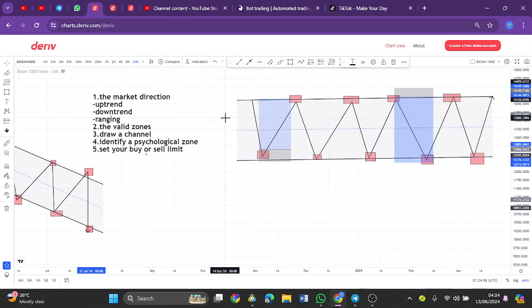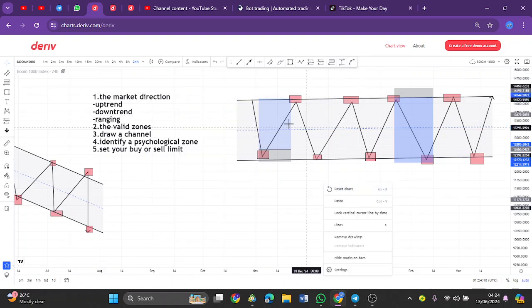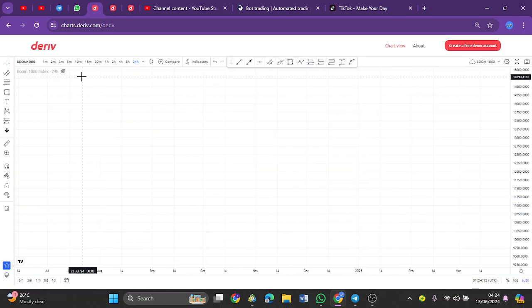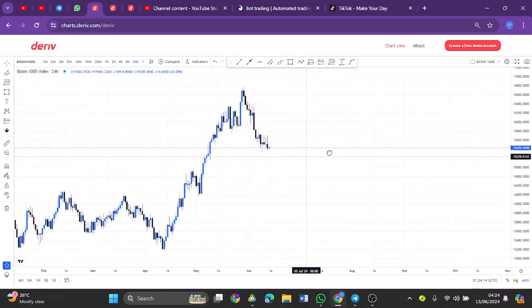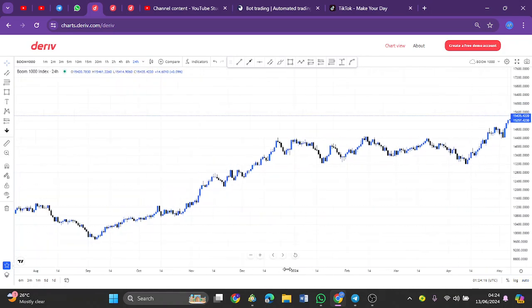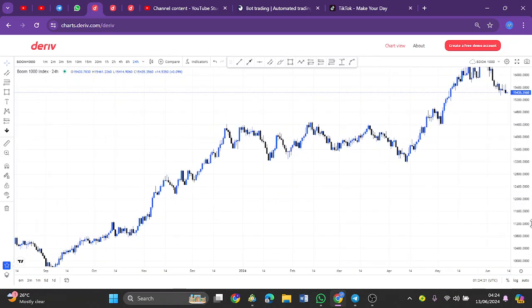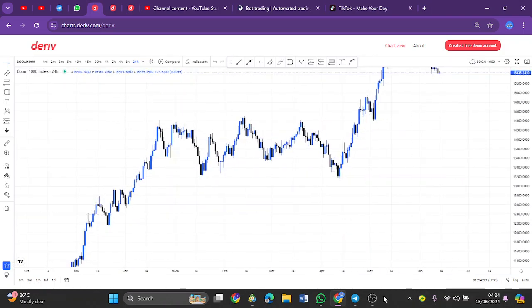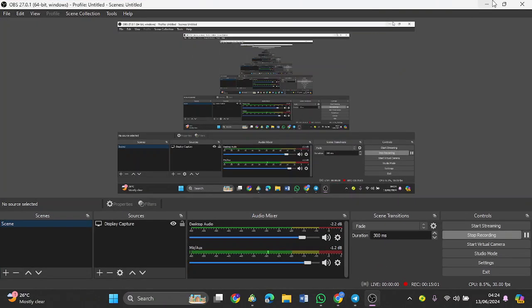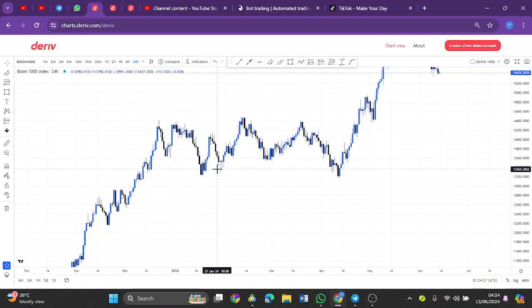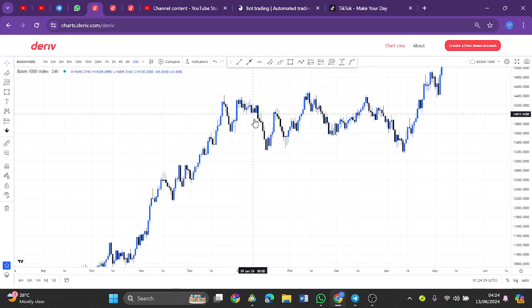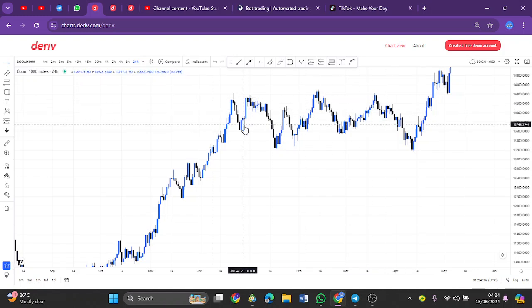So now let's go to the market. Now on the market, I can remove all of this and open the chart. So this is Boom 1000 in synthetics. And for example, if you had opened your chart here, what would be the first thing you're seeing? These are clearly what? A ranging market.